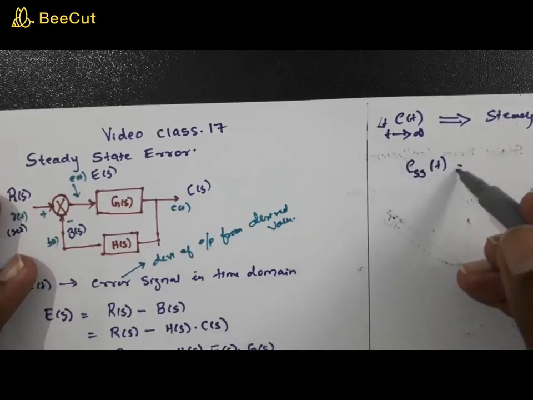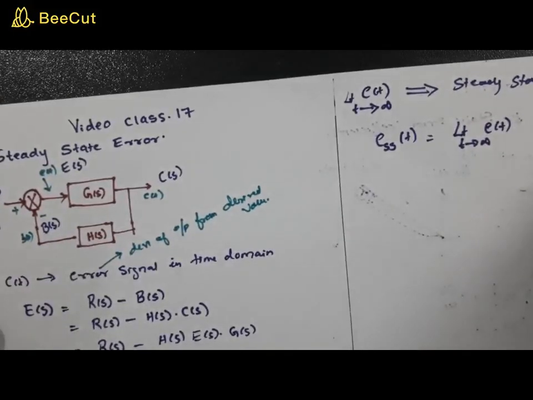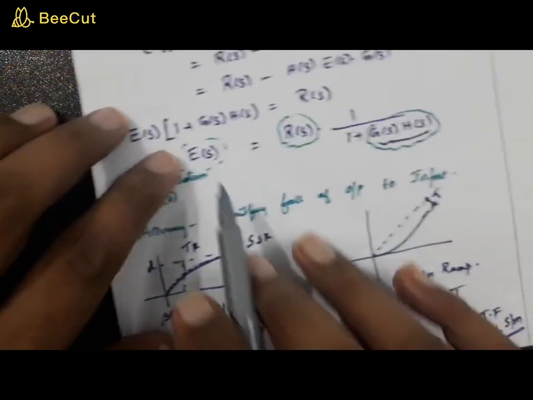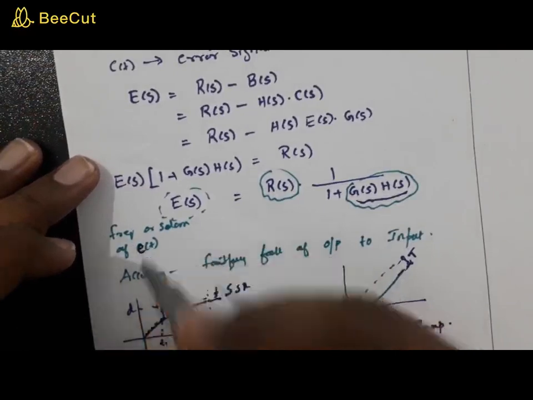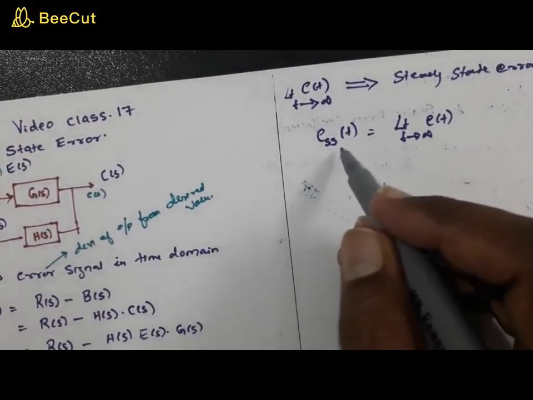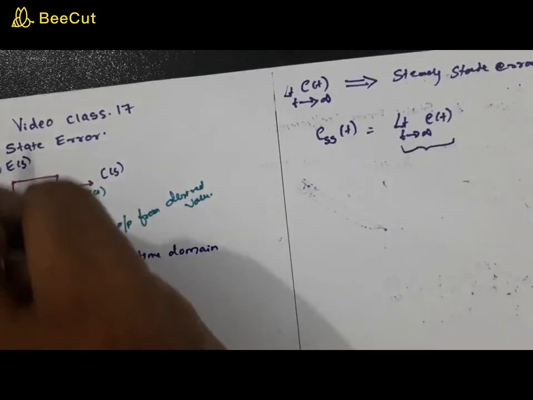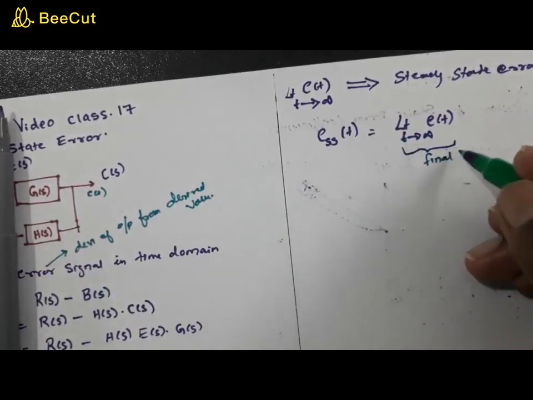Now this is the limit as t tends to infinity of e(t). When you take the Laplace transform of e(t), you get E(s), the s domain representation of small e(t). So if you know E(s), how will you find the final value? This is called the final value of the function e(t).